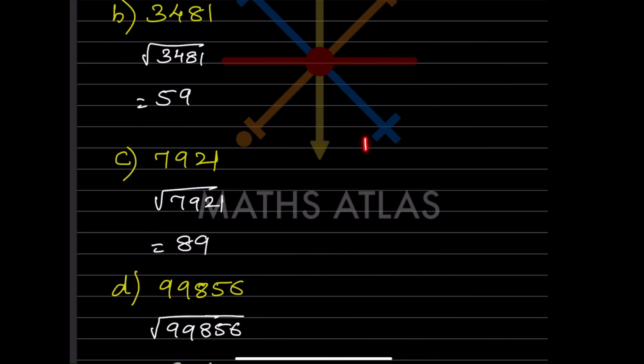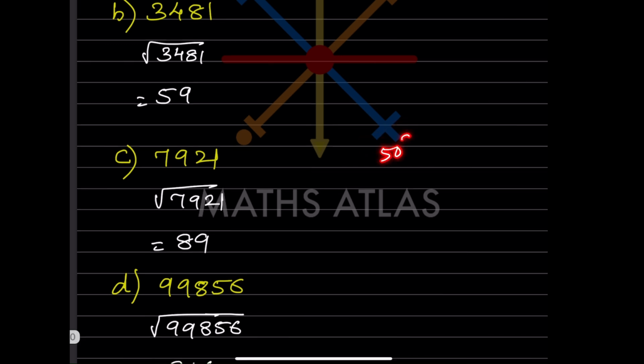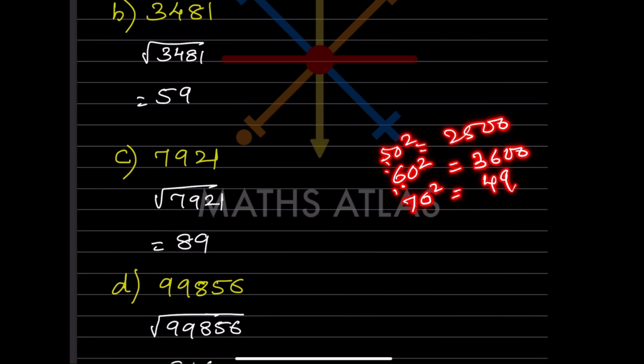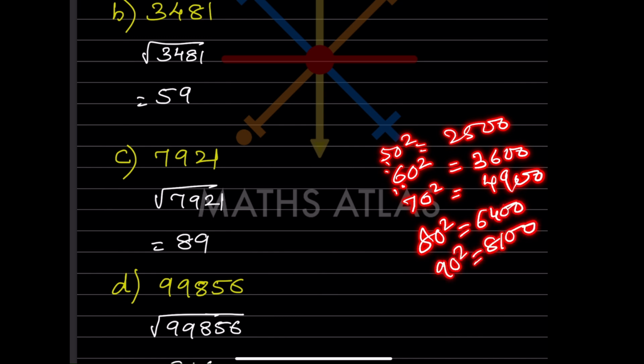we did 50 square is 2500, 60 is going to be 3600. Just put 2 zeros extra, that's it. 70 square is going to be 4900. 80 square is going to be 6400. 90 square is going to be 8100. So this 7921 lies in between 80 and 90.